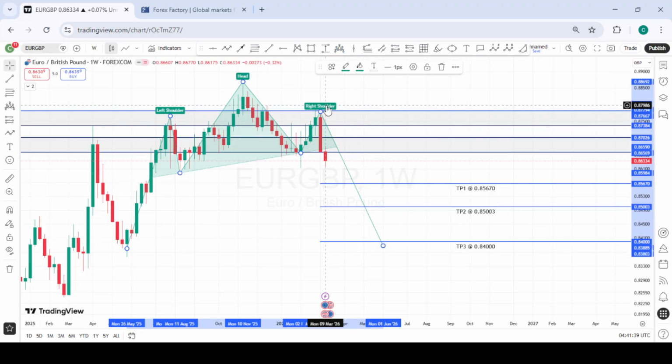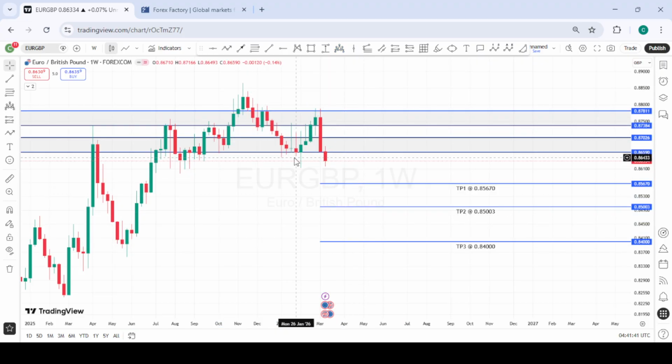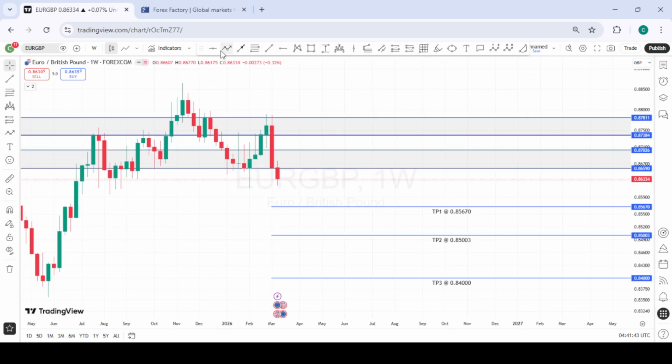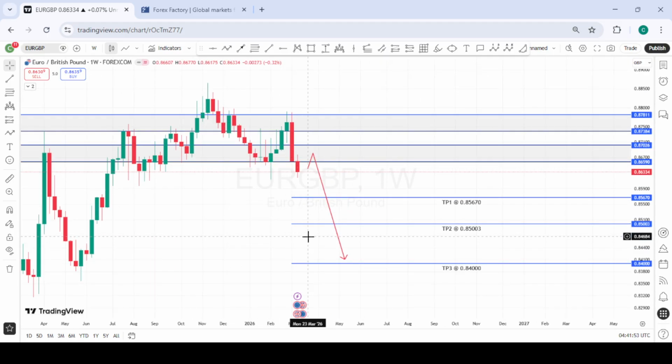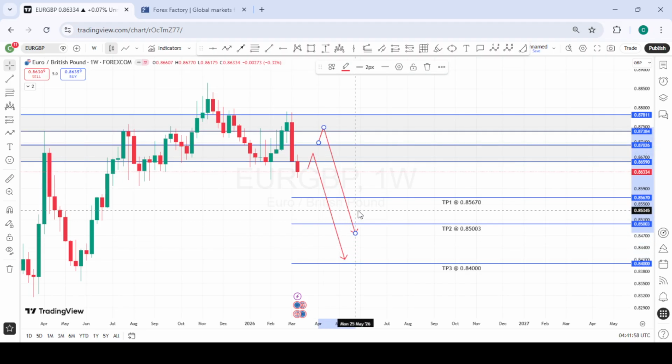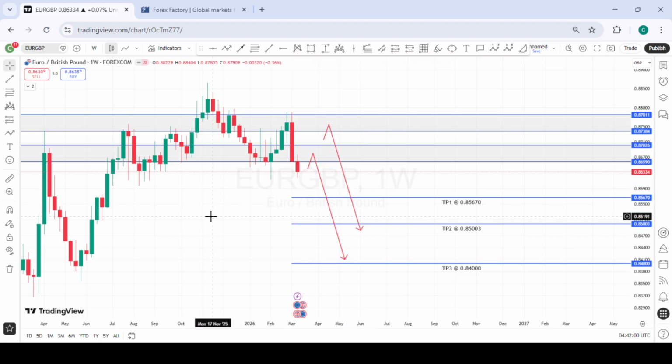So what we're going to be looking out for is a possible pullback into this area of interest. We look for selling opportunities and we sell to the downside. So we are extremely bearish on EURGBP for now. Should price make its way a bit higher to the zone above, we'll still be interested in taking the sells from here to the downside.